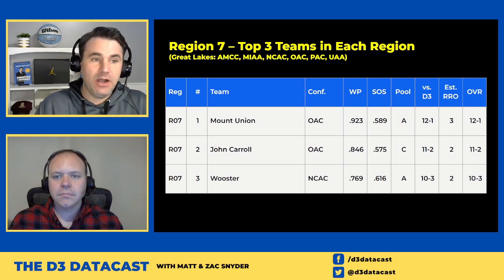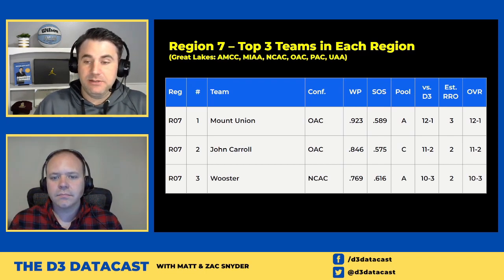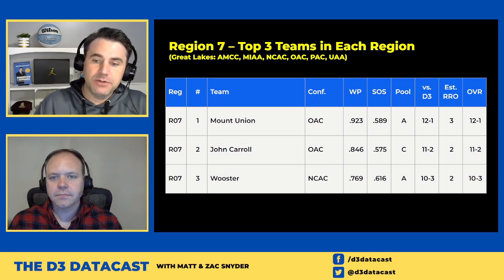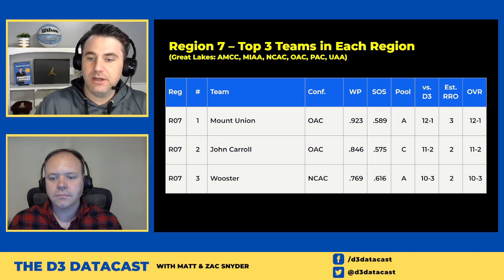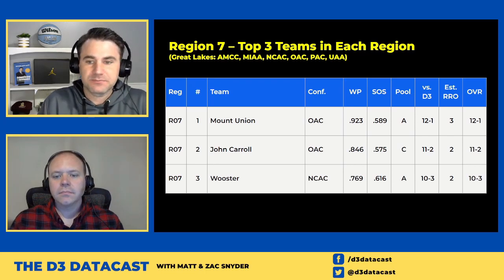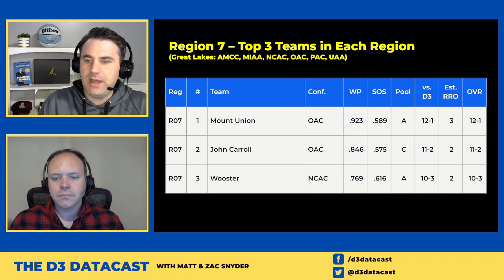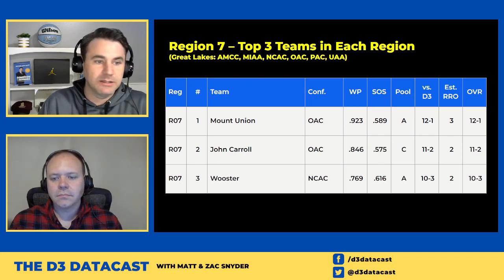John Carroll next, they own a win over Wheaton, Illinois, and we're going to see them in the very next slide. And they own a win over Heidelberg, who's not on the Region 7 list here, but would be in the top 7 of Region 7. And I think John Carroll also has hosting possibilities as well.